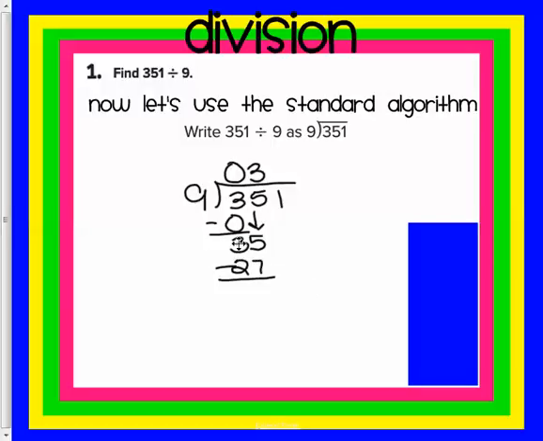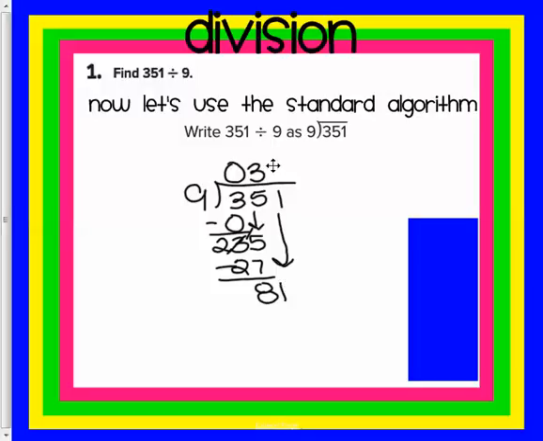Now I'm going to subtract. I can't take 7 away from 5, so I regroup, and I think instead of 3 10s, I have 2 10s, and I think of this as a 15. 15 minus 7 gives me 8. Okay, bring down the 1. So now I think of this as an 81.